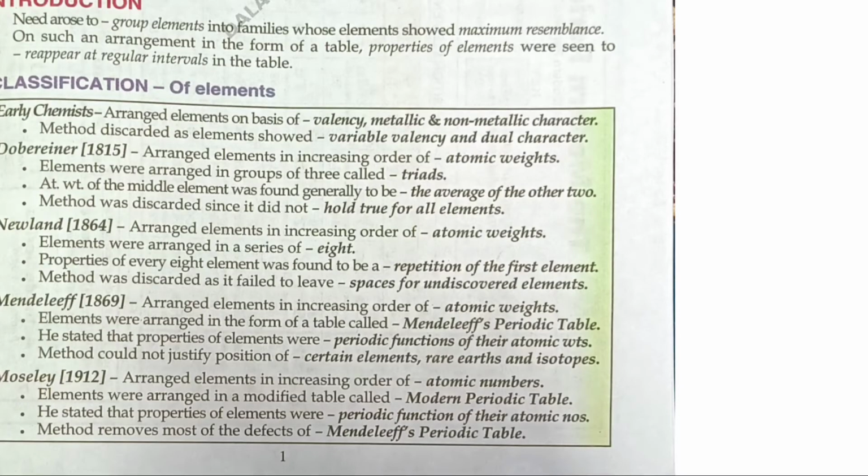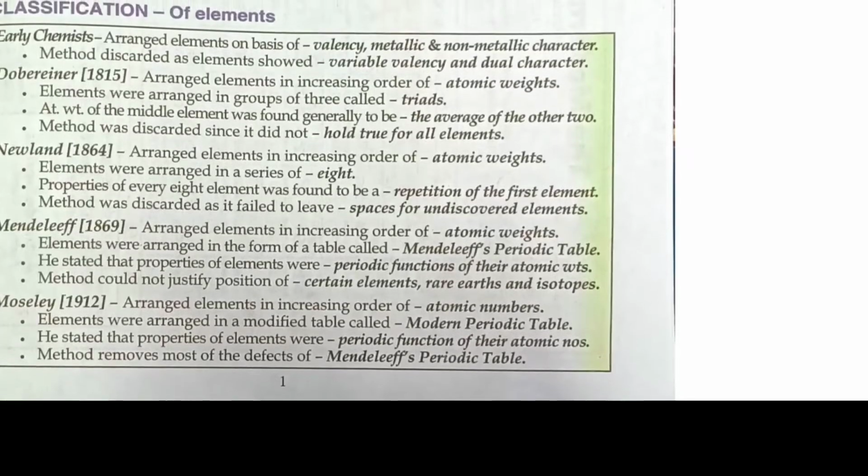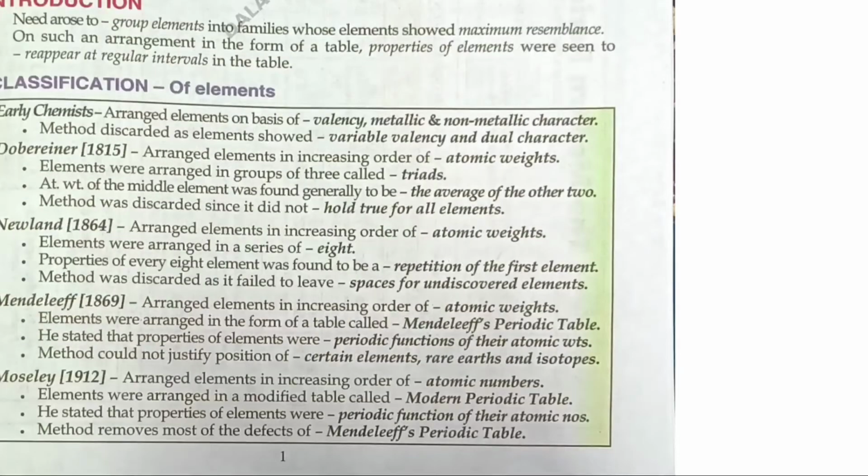And after Mendeleev's periodic table, in 1912 Henry Moseley is the scientist who discovered the modern periodic table, and that modern periodic table is the one we are following now. So Moseley in 1912 arranged elements in increasing order of atomic numbers. See, the first three, Dobereiner, Newlands, Mendeleev, their periodic tables depend upon atomic mass. But Henry Moseley's periodic table depends upon atomic number.